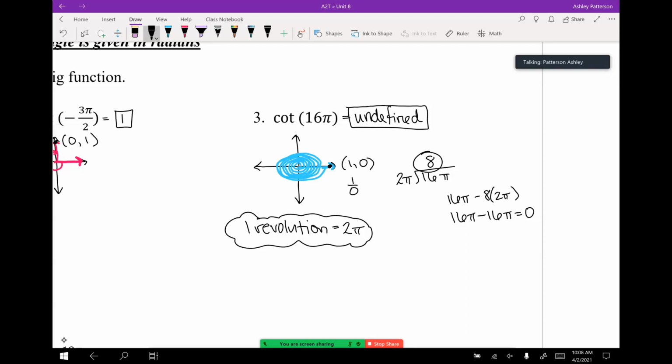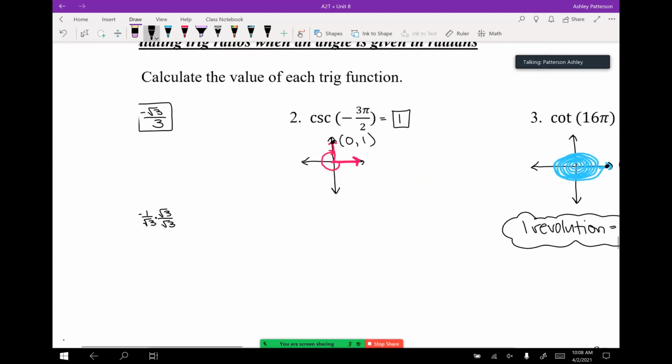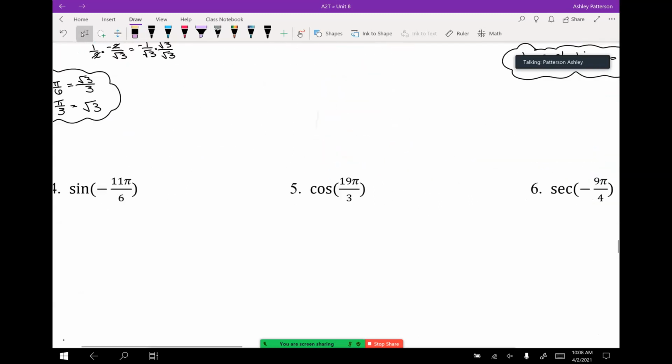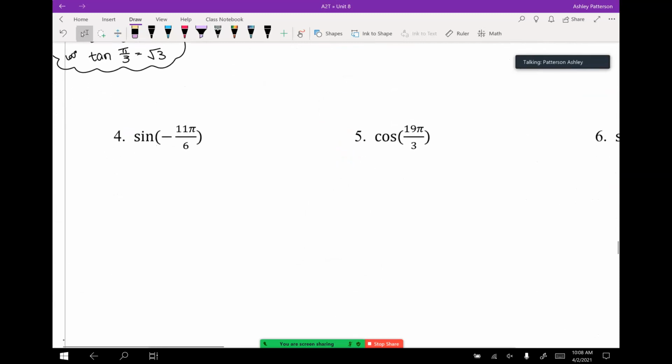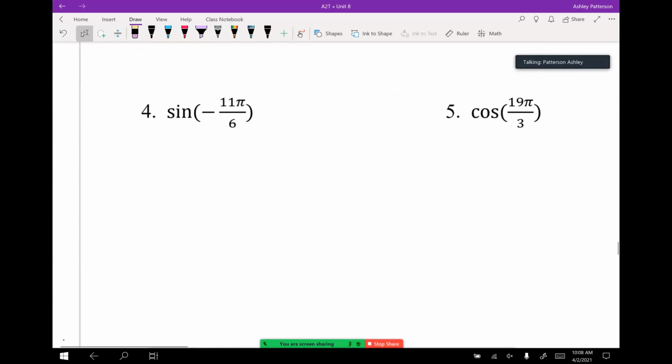Okay, let's move on. Moving on to number 4, like I mentioned, I'm going to do some with you, and then I'll let you guys try some on your own. So I'll do a couple more. The sine of negative 11 pi over 6.